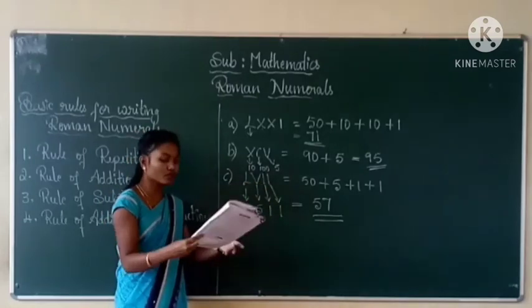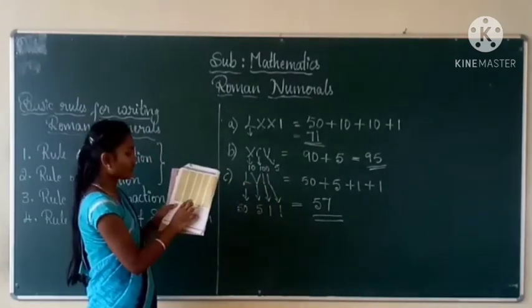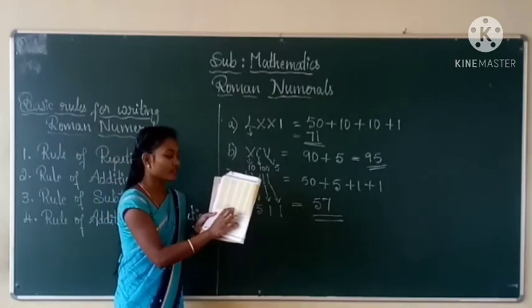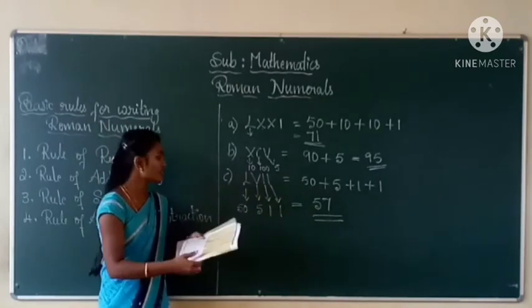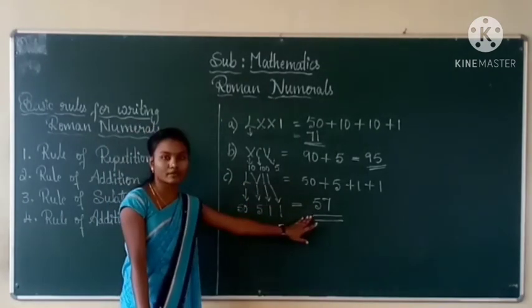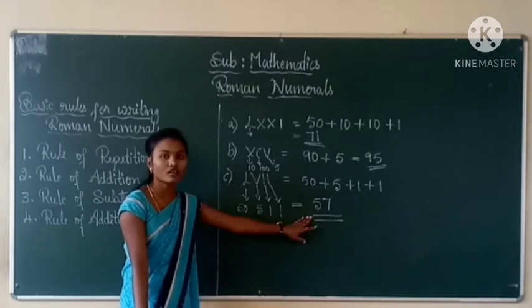So check in your textbook. Where is 57? Here. L V I I. It is 57. L V I I means 57. Have you all understood? Okay.